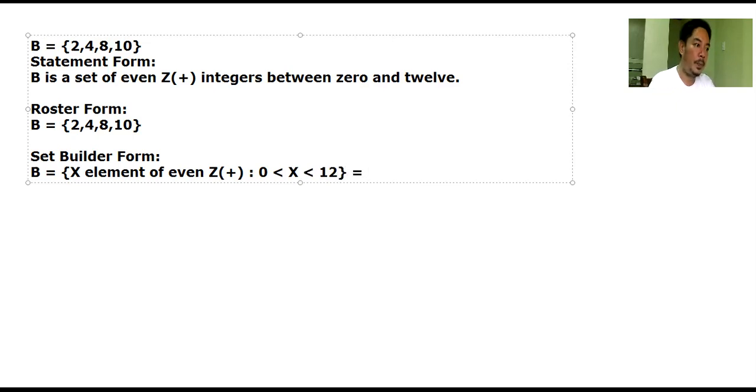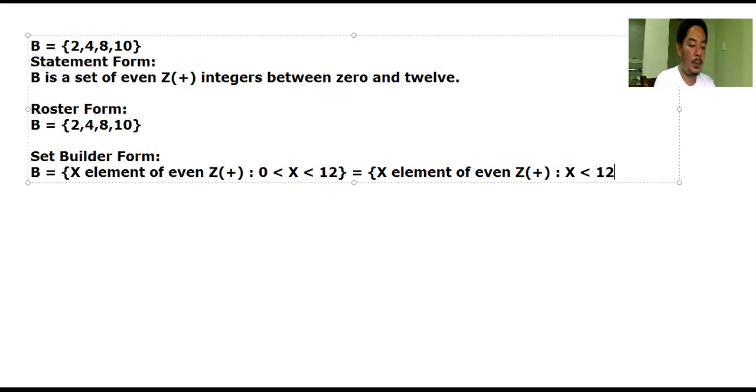Or, equal din sa set ng x element of even integers, so positive even integers, such that x is less than 12. Pwede rin po yan ganyan. Kasi yung 0 naman po, hindi naman po yan even integer. Hindi rin siya positive, hindi rin siya negative. Okay na, so naintindihan.